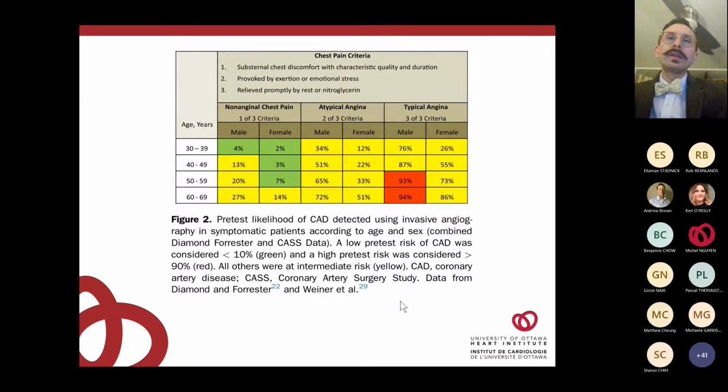Once we have characterized the patient's chest pain, the Canadian guidelines make use of the Diamond-Forrester and CASS data to use this information to determine a patient's pretest probability of CAD. Now, it should be noted that the data for this table was derived from a database of CAD patients, so inherently these patients are higher risk, and therefore the baseline prevalence of disease is likely skewed upwards compared to what we're seeing on an outpatient cardiology referral basis. However, this at least gives us a framework to work from in order to determine a pretest probability for our patients.